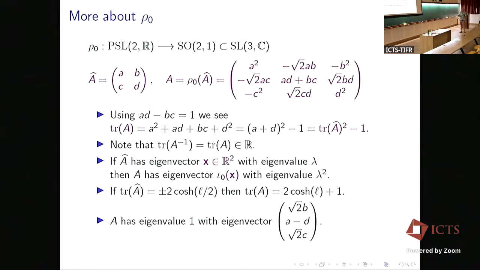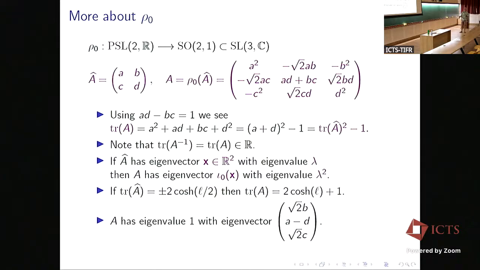So of course, ultimately, I'm going to want to think of it as sitting inside SL3(C). And that's just recapping what we did on the previous slide. So using the determinant condition, we see that the trace of A is the trace of this one squared minus 1. We also notice that the trace of the inverse is still the trace of A, because it only depends on A and D. Now, if A hat has an eigenvector X with eigenvalue lambda, then A has an eigenvector iota of X with eigenvalue lambda squared. And that's not difficult to see.